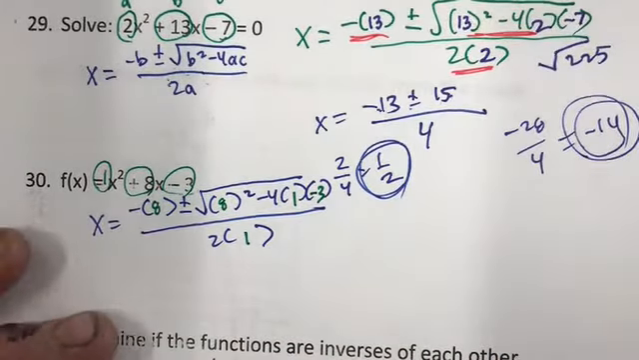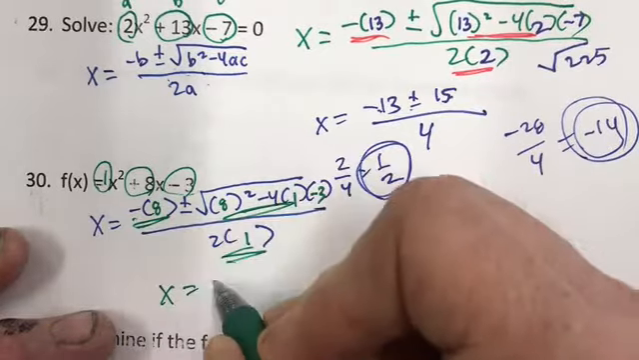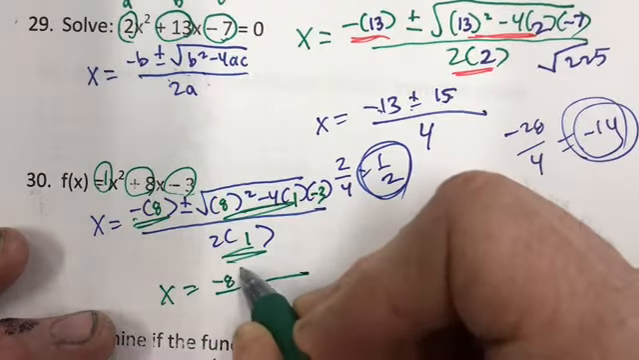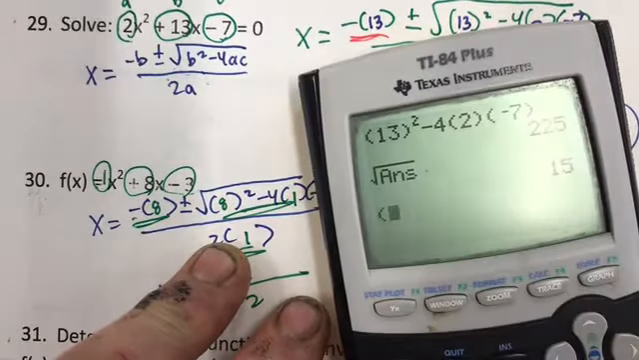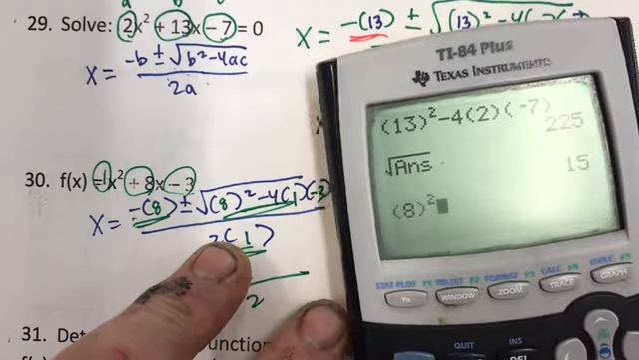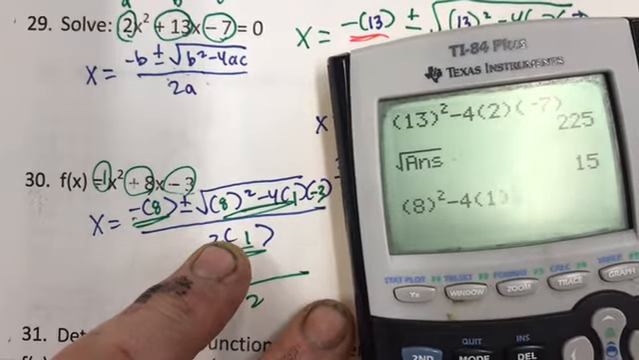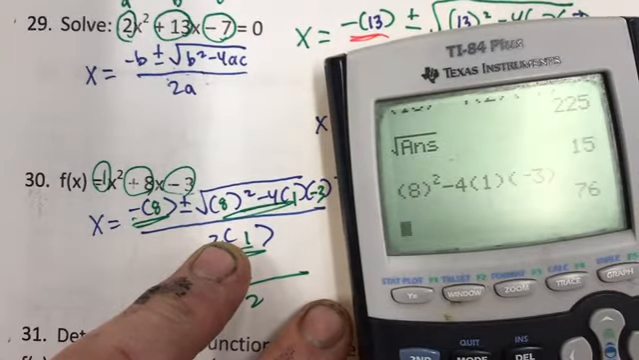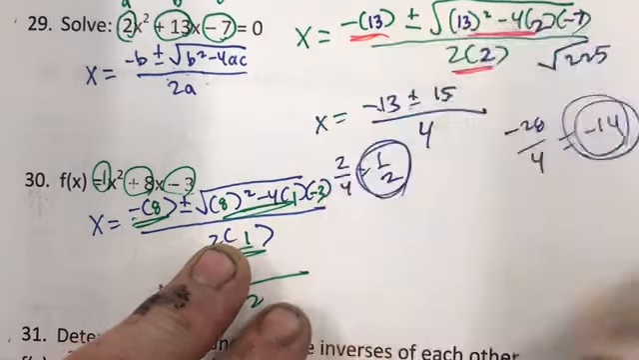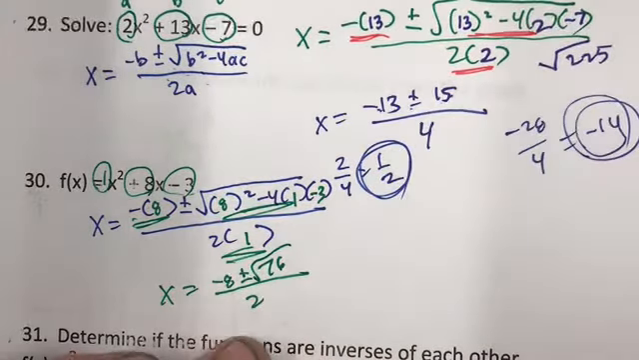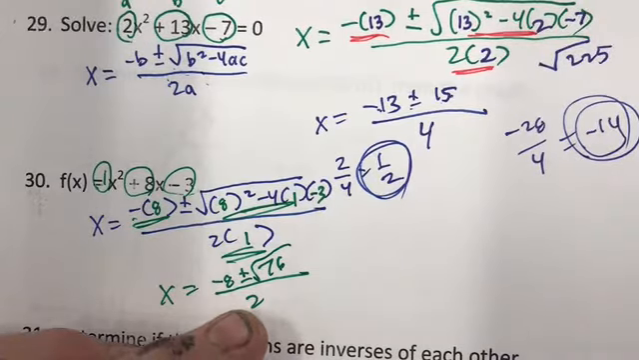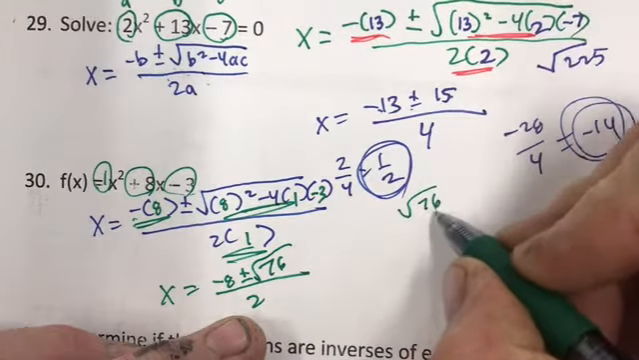Okay, now there's 1, 2, 3 things I do at one time now, just like we did the previous problem. So that's going to be a -8 there. 2 times 1 is 2 down here. And my radical, I punch this in again like I did a while ago. 8 in parentheses squared minus 4, and then I got a 1 in parentheses, and I got a -3 in parentheses, and that comes out to 76. Okay, the square root of 76, which doesn't simplify. I mean, it does. It's not a perfect square.